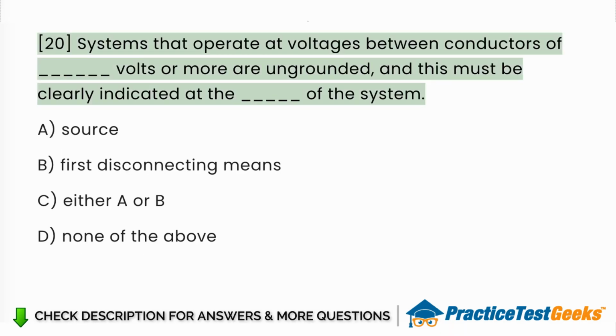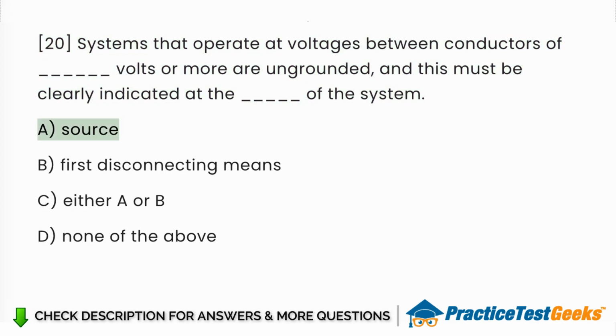Systems that operate at voltages between conductors of blank volts or more are ungrounded, and this must be clearly indicated at the blank of the system. A. Source. B. First disconnecting means. C. Either A or B. D. None of the above.